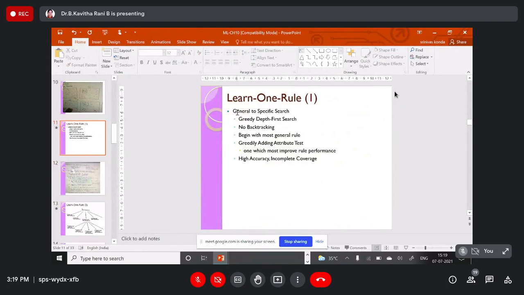So here you can see, learn one rule is nothing but a general to specific search. This is one more type of algorithm which we use. It is a greedy depth first search method. There will be no backtracking. It begins with the most general rule, and then it greedily adds attribute tests. On different attributes, it goes on generating the rules here. It has high accuracy and incomplete coverage.